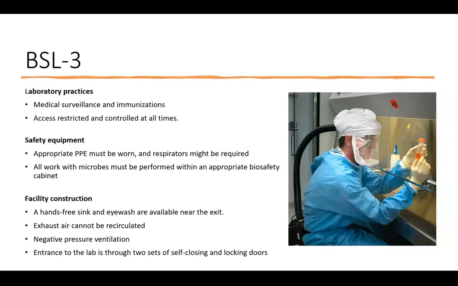Personal protective equipment may include a respirator that covers the entire face or just the nose and the mouth and filters the air. All of the work with microbes is done within a biosafety cabinet. The lab must have 2 sets of self-closing and locking doors, and it should have a directional ventilation system to prevent the air within the room from mixing with the air in the rest of the building.